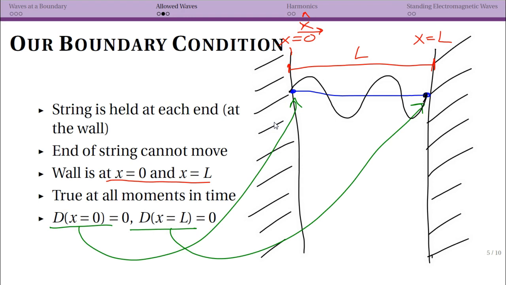If instead I imagine a different string stretched between the same walls, and I go to draw the function and I say that my function looks like that, well, you can say, well, this is clearly wrong because the end of my string needs to be tied at the wall. So that's the idea here, that this cannot be a valid wave because my end is not at the wall. That's all we mean by boundary conditions.